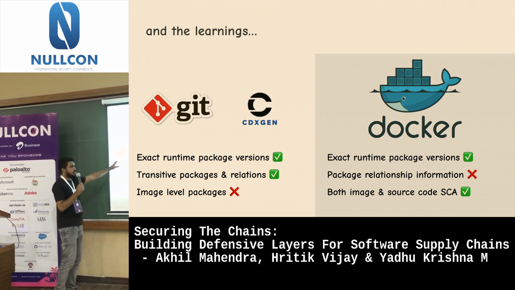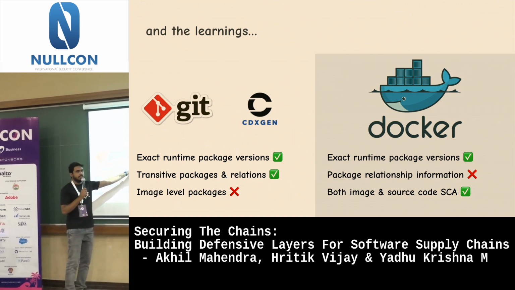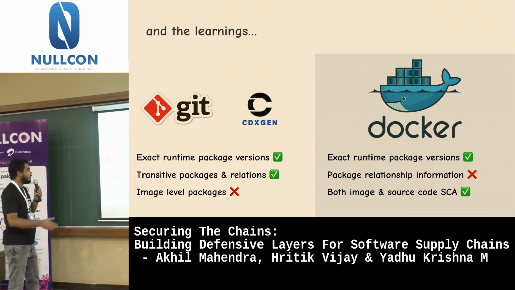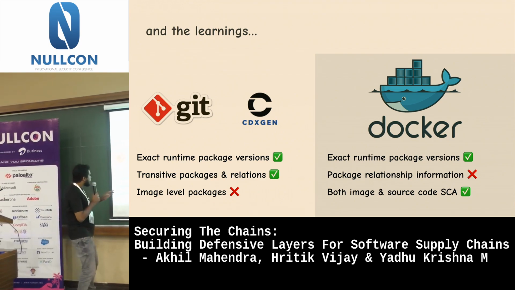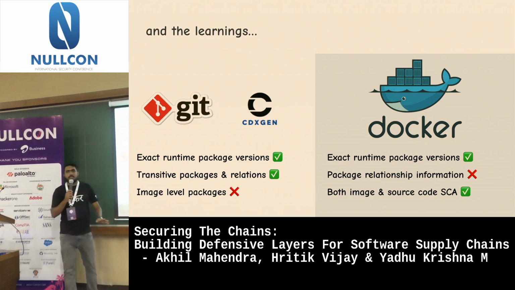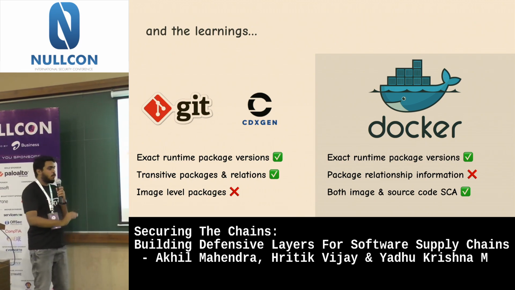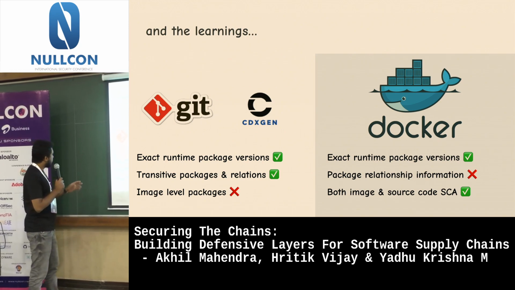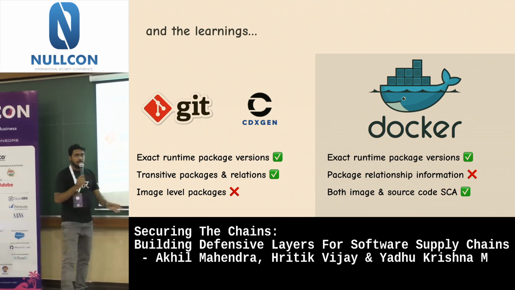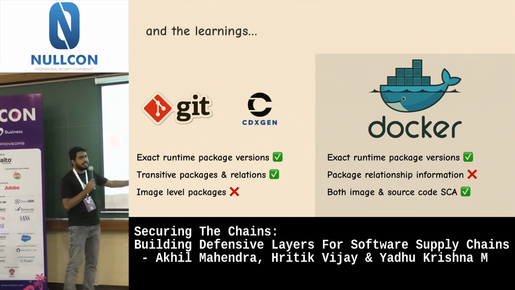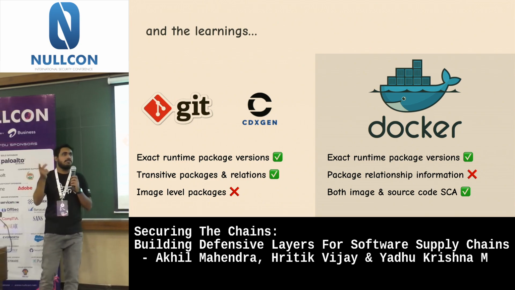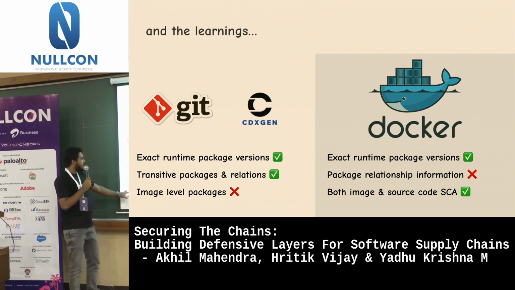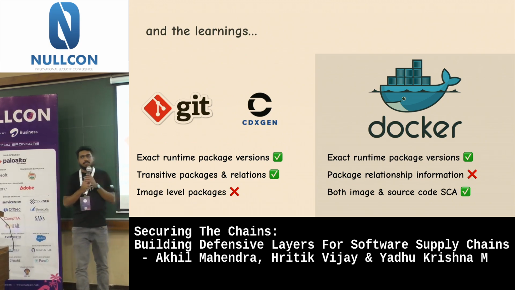But if you combine both, that is the source code and CDXgen, CDXgen actually builds that service and then runs the SBOM generation. So it gets the exact runtime package versions. You will get to know what exact version of a package is going to be used. But if you just used Git, you will not be able to figure that out. You will also get the transitive packages and the relationships between each one of them. So that was an advantage over here. But image level, we will not be able to see in this case.